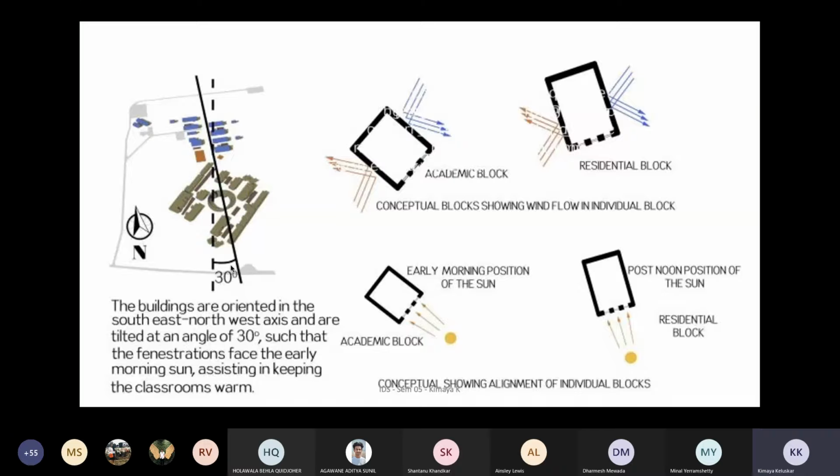The noon position is actually being used for the residential blocks, so that they acquire heat throughout the day, but at night when the temperatures are really low, through the passive radiant heat technique, you make sure that the inside of the residential areas is cozy. So you actually align your activities as per the sun's movement.